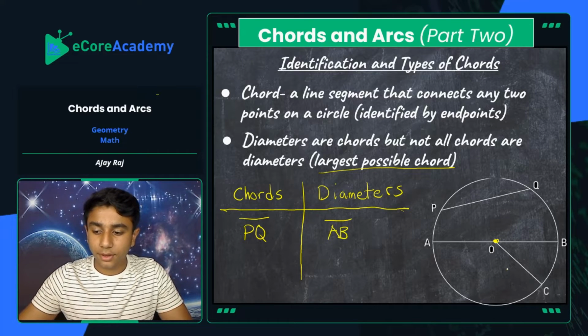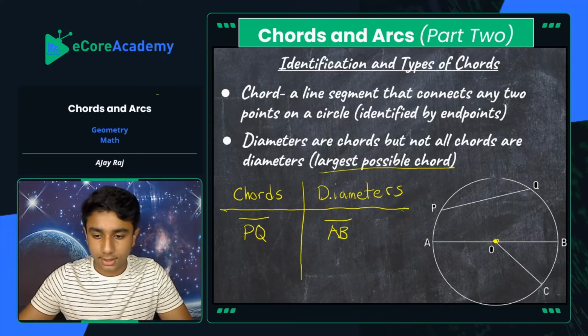And then finally we have OC. OC does have a point on the center, but it does not pass through the center and connect to an opposite side. This is your radius here. So this is technically not going to be considered either. So OC is considered neither, so we're not going to include it in this diagram here.